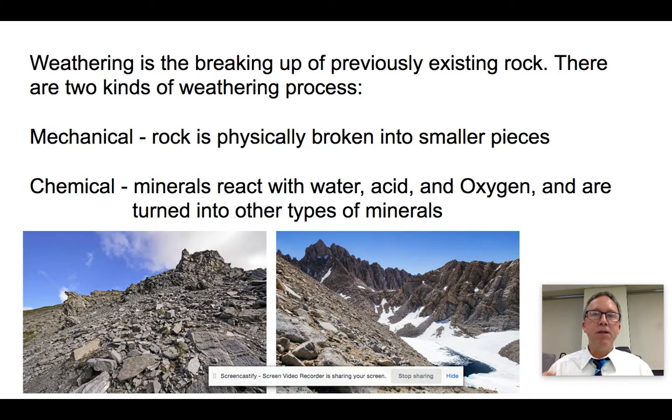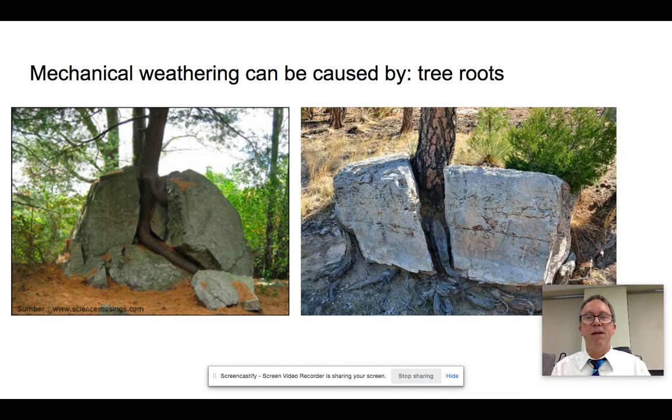So weathering just means the breaking up of previously existing rock material. And there's two ways in which this happens. You can have what's called mechanical weathering, which basically means you're breaking the rock. And there's chemical weathering, which means that the exposure to water and oxygen and hydrogen ions, acids, are causing different minerals to form. So minerals that were there originally get turned into other ones, and those minerals tend to get carried away. Chemical weathering often turns things into a particle called clay, which is easily moved away.